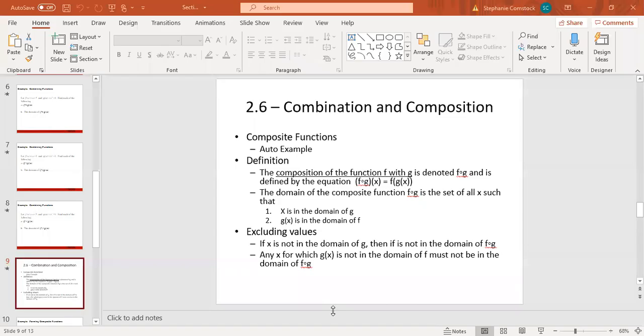So now, notationally, what's going to happen here? Let's see if I can make this screen work.